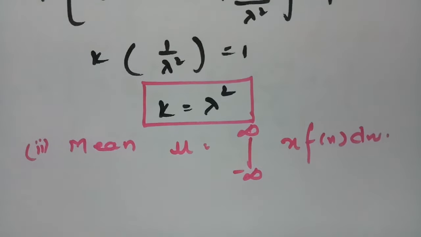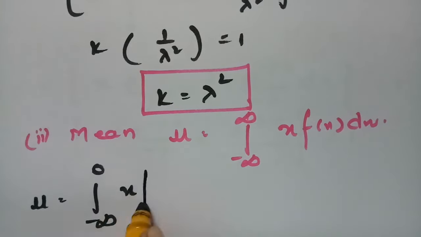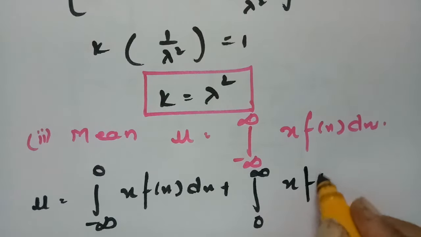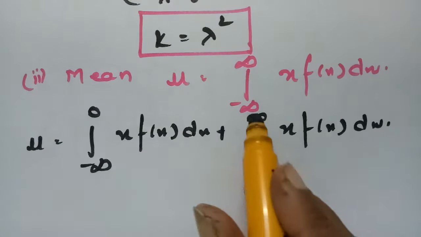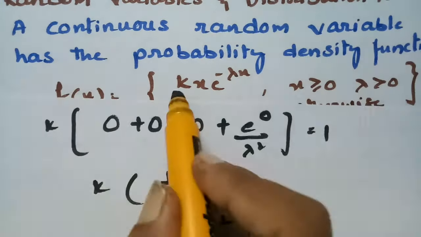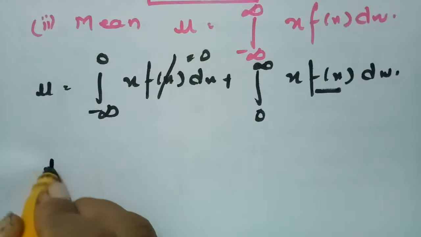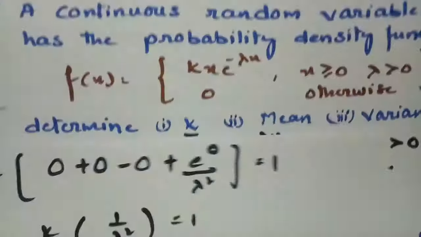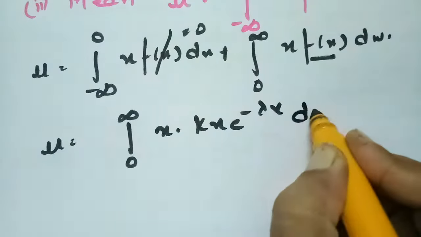Now I insert 0 between minus infinity and plus infinity: the integral from minus infinity to 0 of x f of x dx plus the integral from 0 to plus infinity of x f of x dx. Between 0 and infinity, f of x from the question is kx e power minus lambda x, otherwise f of x is 0. So mu is equal to the integral from 0 to infinity of x times kx e power minus lambda x dx.